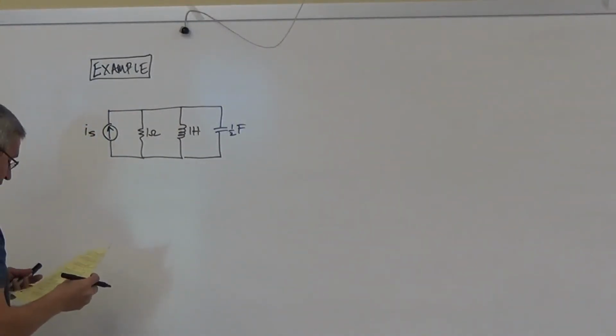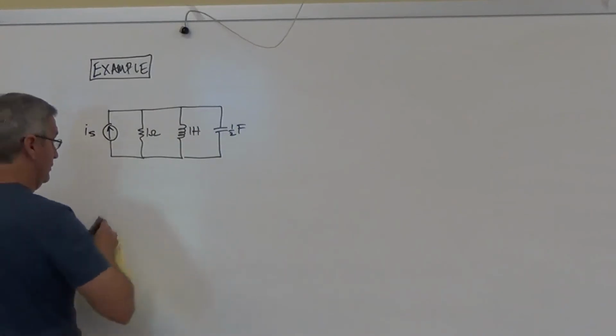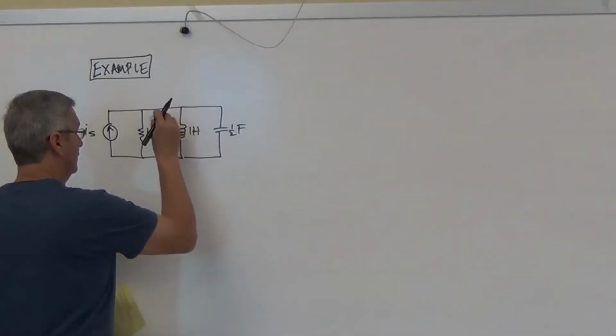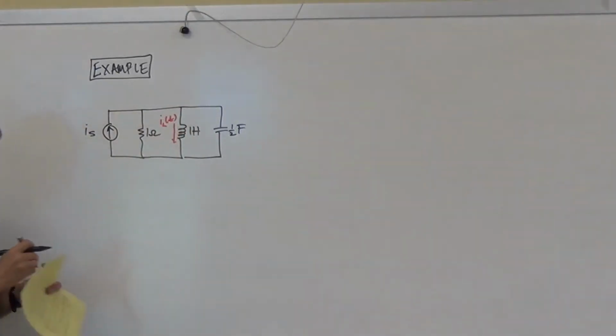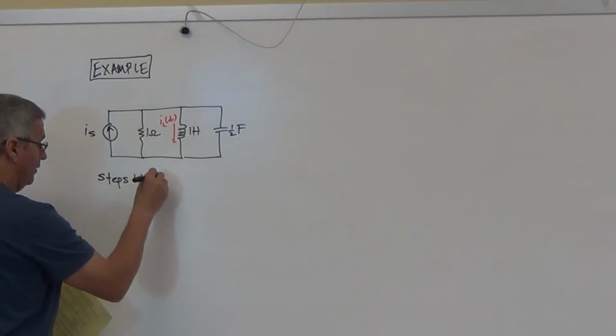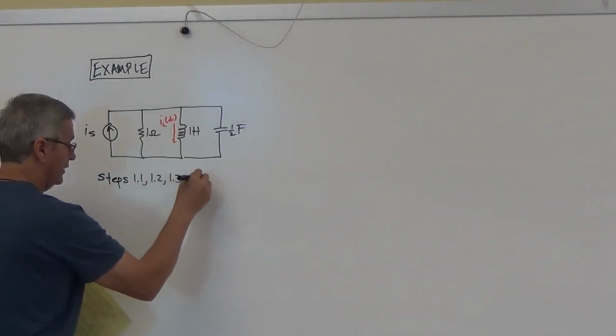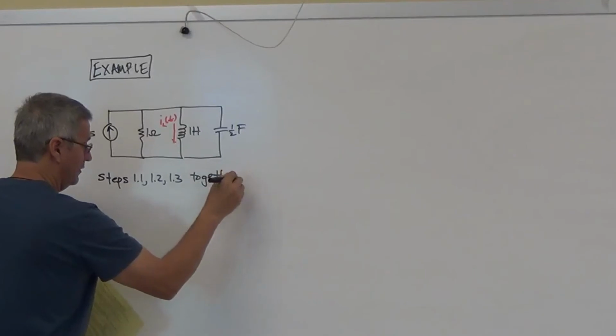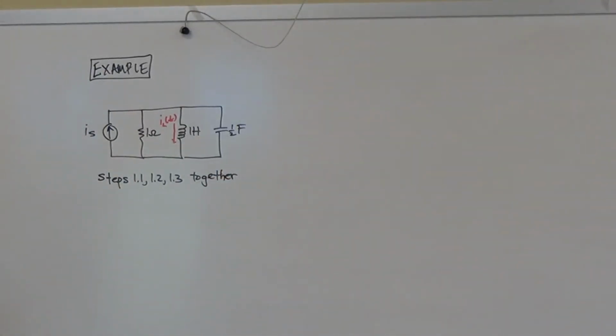So what we want to look for here is the current of the inductor. So we're looking for IL of t. We want to use Cramer's method to solve for IL of t. So here we go. Let's do this. Then I want to do steps 1.1, 1.2, 1.3 together. I want to do them all simultaneously.